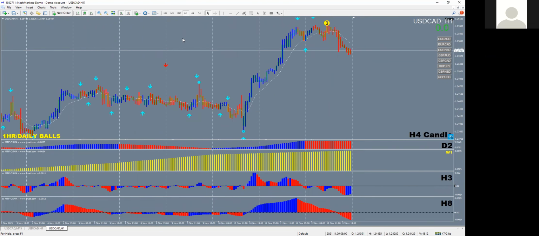And you have the 1 hour and daily balls. You may want to add the 4 hour balls to this. So just put a snatcher on it with the 4 hour.